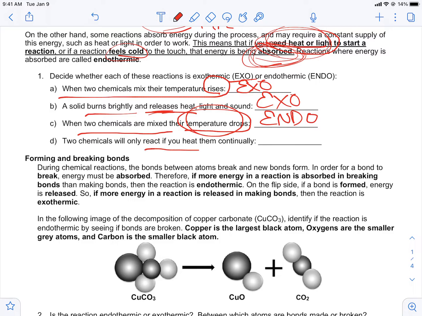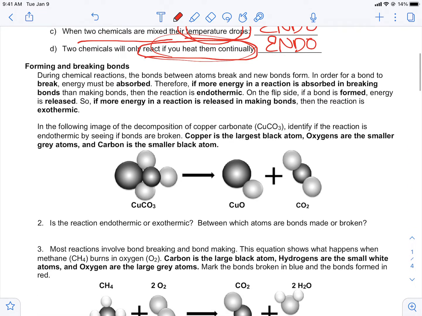And if you need to heat something continually in order to make the reaction happen, you're looking again at endothermic, because that heat has to be absorbed in order to make the reaction happen. So what we're going to do next is learn how to calculate whether or not a reaction is endothermic based on its formula.